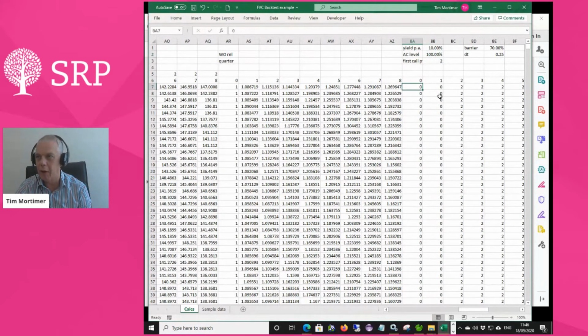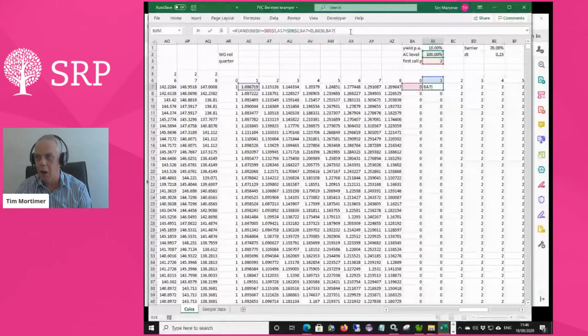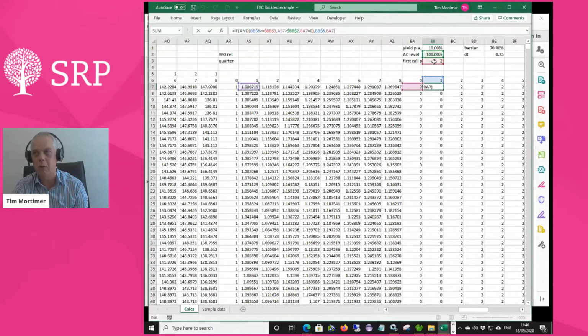So the way that I like to do that is as follows. So set up this column of zeros, because before I started I haven't called. And then at each of these 8 points, I have this condition here, which I won't go into in full detail, but it's basically checking multiple conditions. Is the relative level of the index above the level? So 1.08 is actually above 100%. Is the time of the call point greater or equal to the first call point, which is not the case here because this is the first point and we're only allowed to start at the second call.